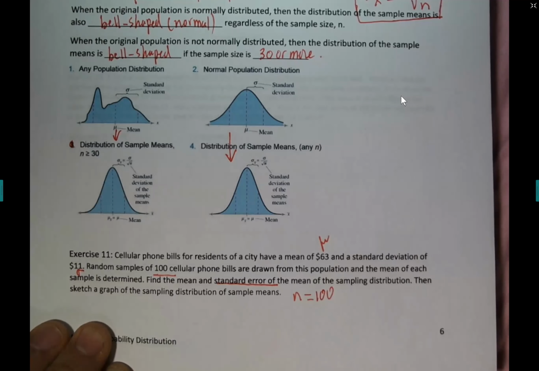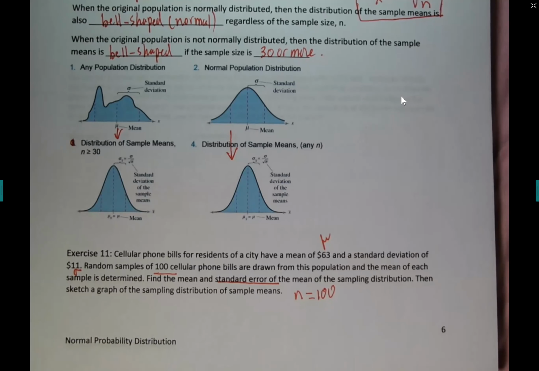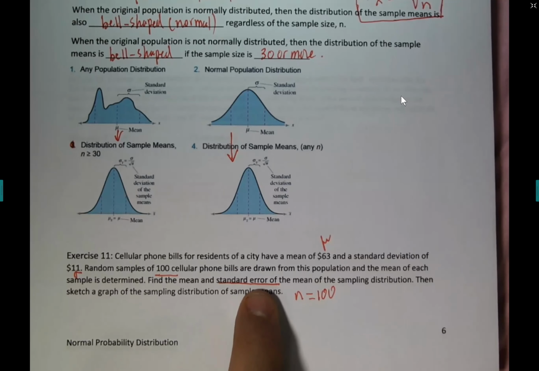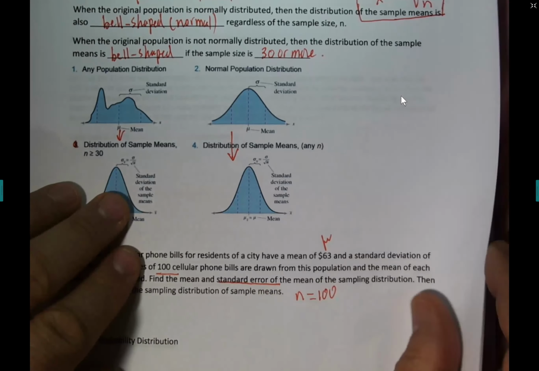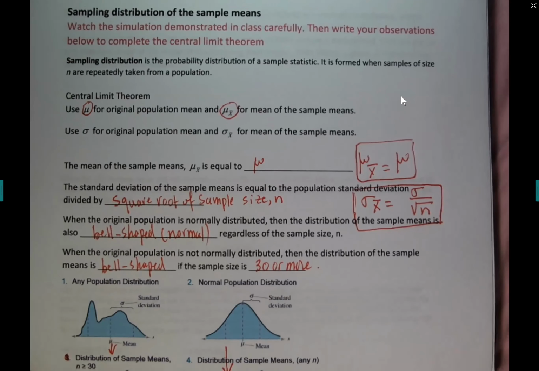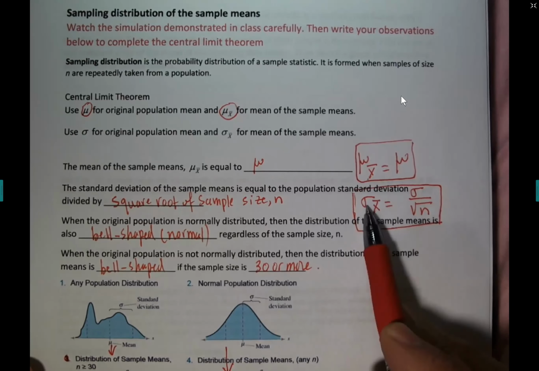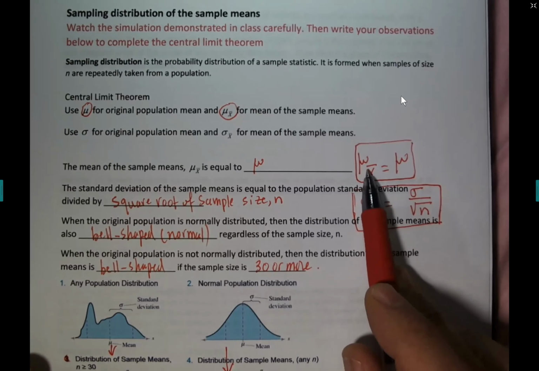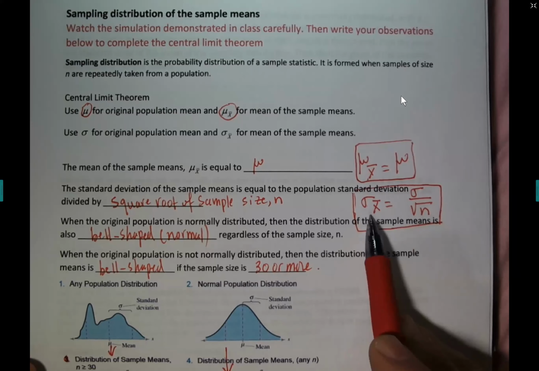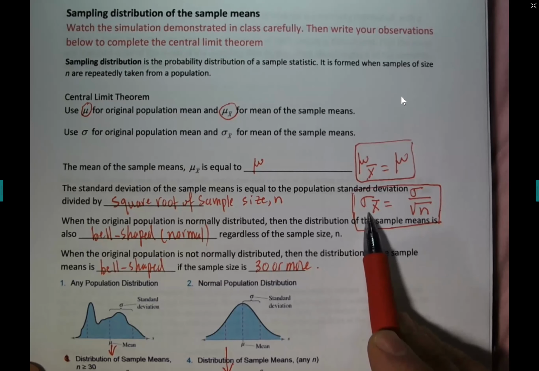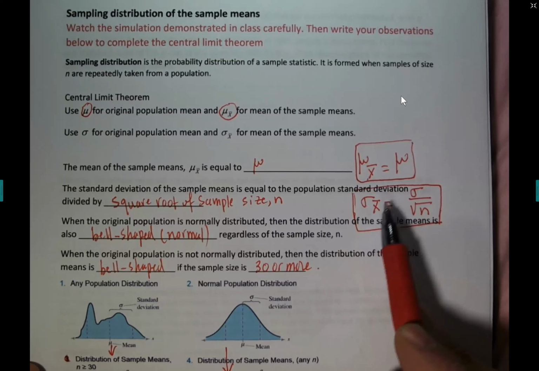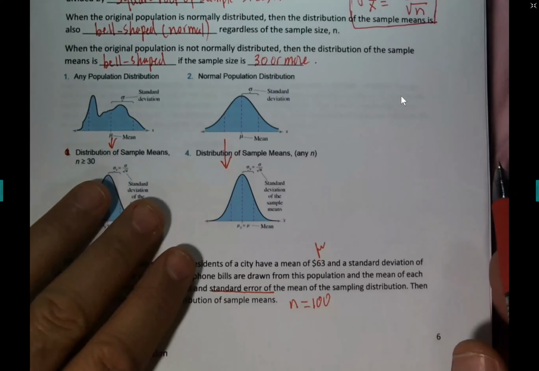A sample of 100 cellular phone bills are drawn from this population, and the mean of each sample is determined. What's the mean? And let me tell you what that means also in a second. And the standard error of the mean of the sampling distribution. He wants the mean of the new distribution of the sample means, and he wants the standard deviation of the new distribution of the sample means. They call it a standard error, which is this, guys. So what he's asking you to find is this and that. This is called the mean of the sample means, and this is called the standard deviation of the sample means, or the standard error.